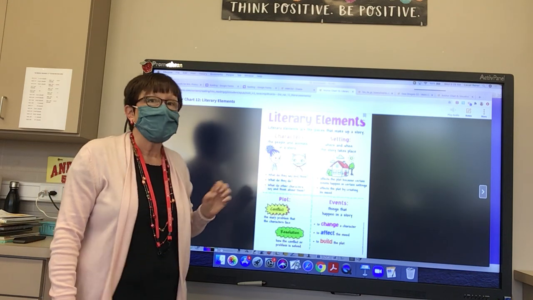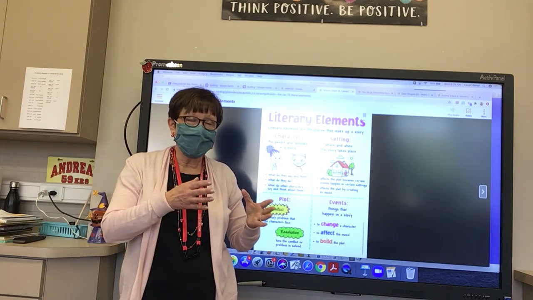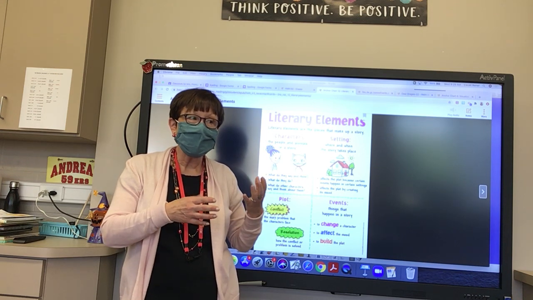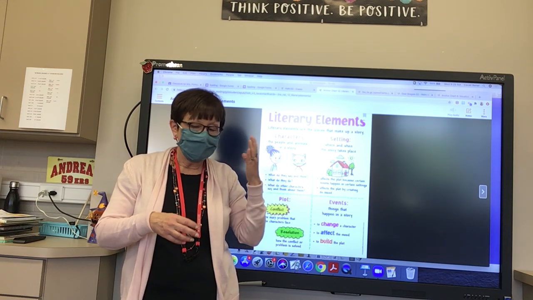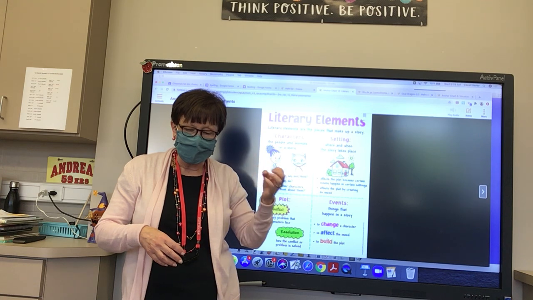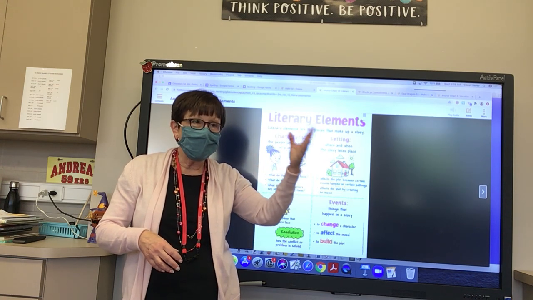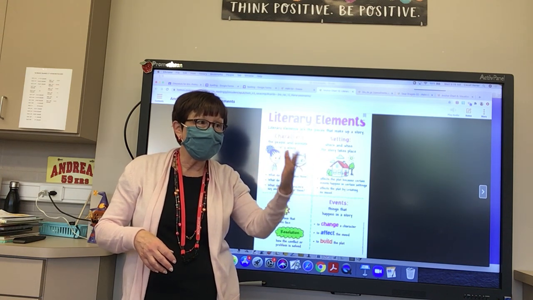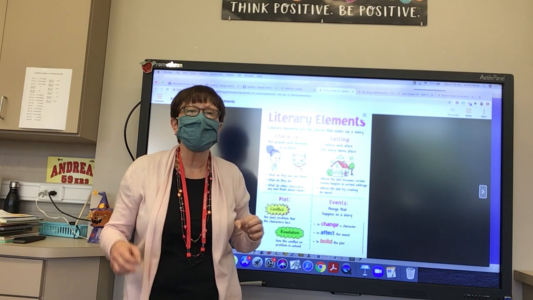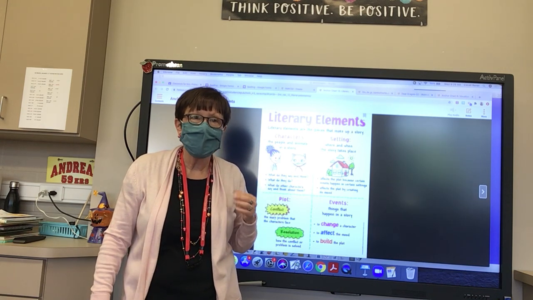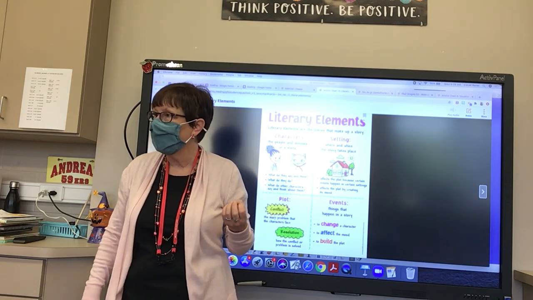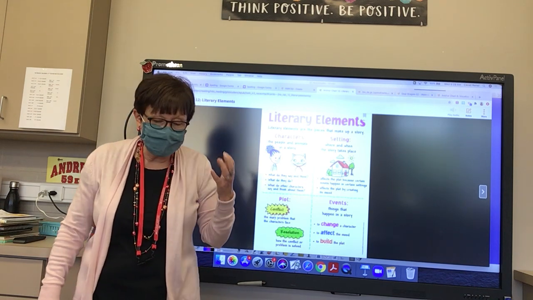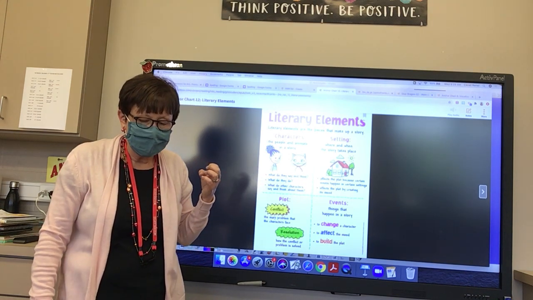Now, boys and girls, a story's plot is always in a certain order. There's a sequence to the story. The events are arranged in the sequence in which they happen. Otherwise, it would be so confusing, wouldn't it? It would be hard for us to follow if the story was not organized in a sequence.